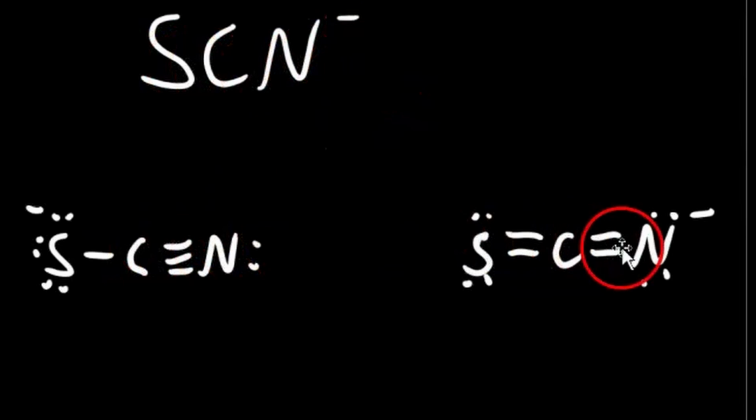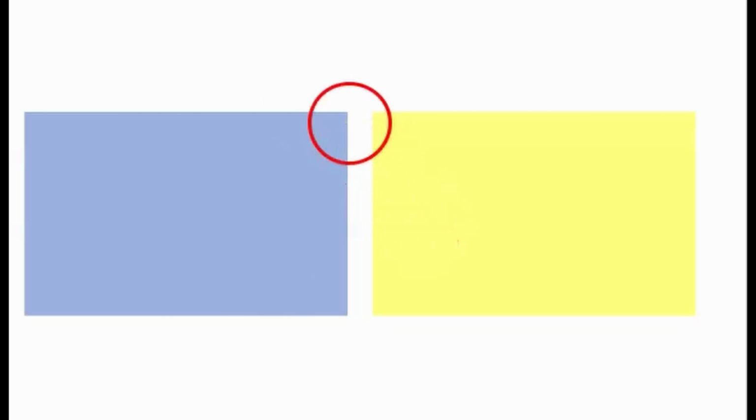But what is the actual structure of SCN minus? Is it this one or is it this one? Does it oscillate between the two? What does it actually look like? And to answer that, I'm actually going to pop up some colors here. So we have this blue color and this yellow color. Imagine this is one valid Lewis structure. This is another valid Lewis structure for the same compound.